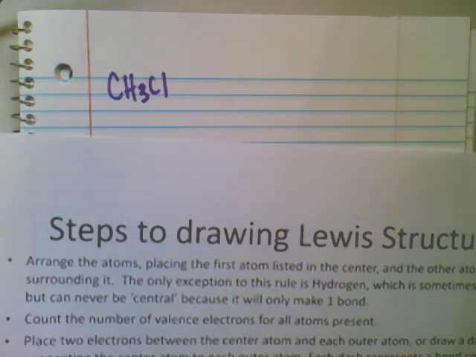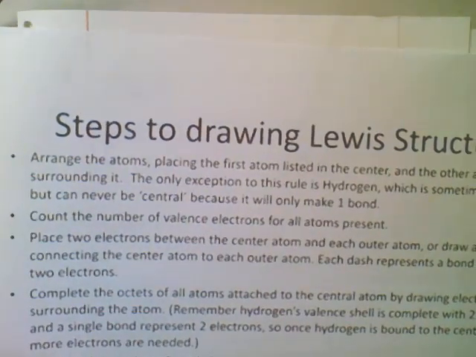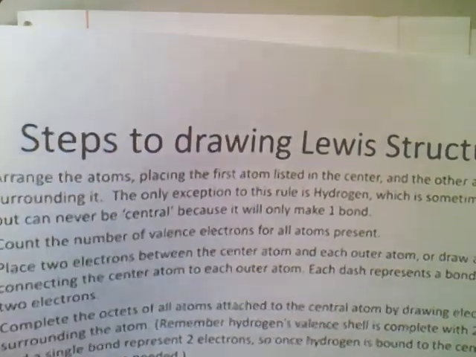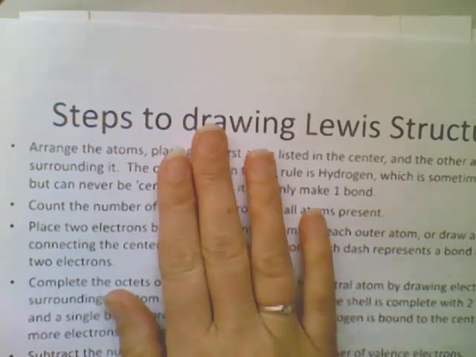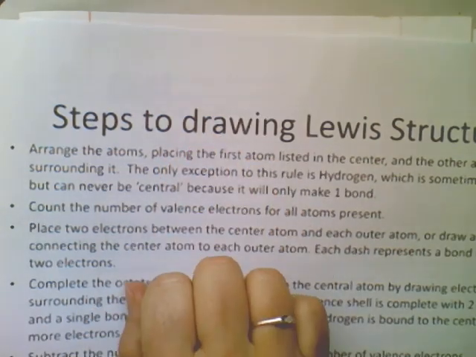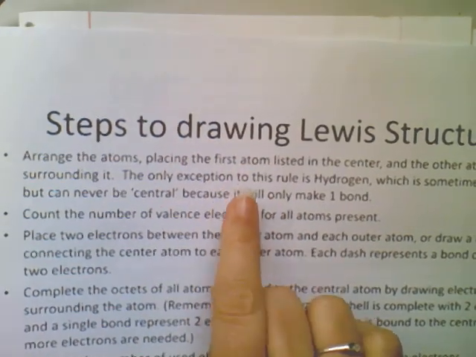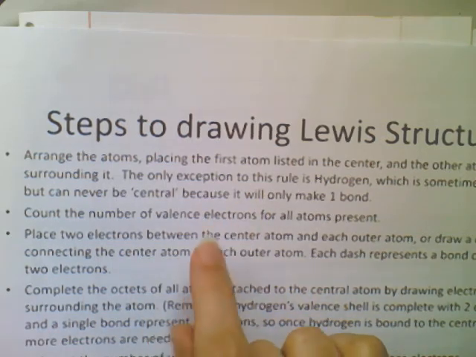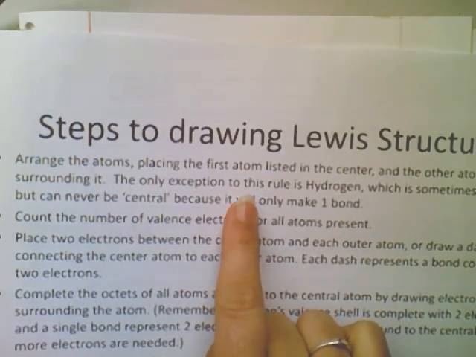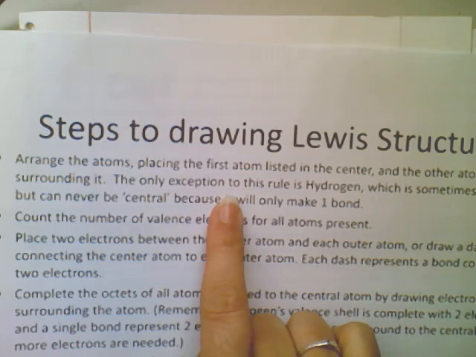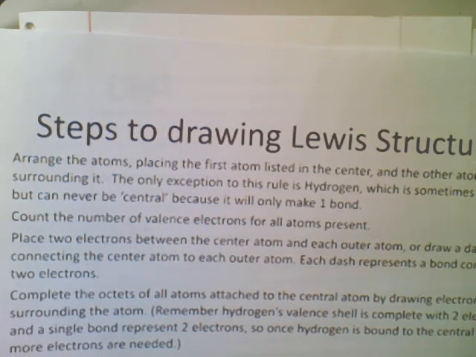Here are examples to draw Lewis structures using the steps that I gave you. You should have gotten this as a handout. We're just going to follow these steps. For the first step, it says arrange the atoms, placing the first atom listed as the center, everything else surrounding it. There is an exception to this. Hydrogen cannot be the center atom. So if the first element listed is hydrogen, you're going to put the second atom as the center atom.